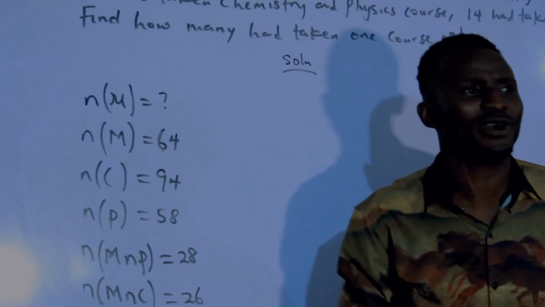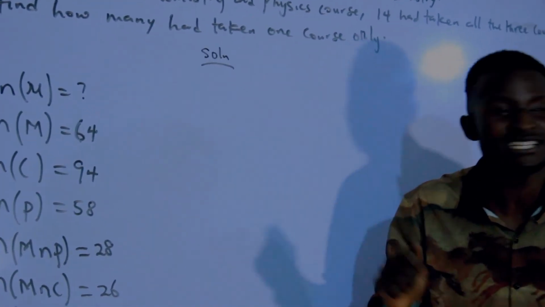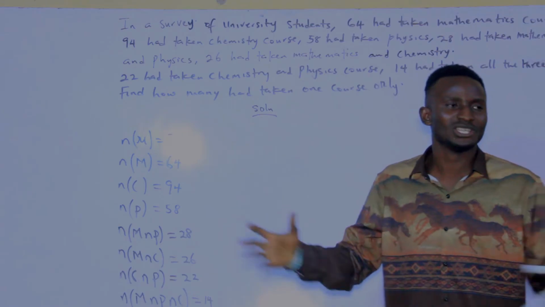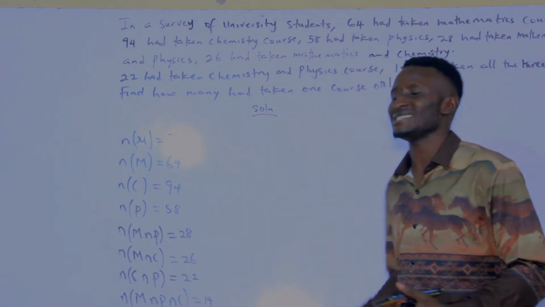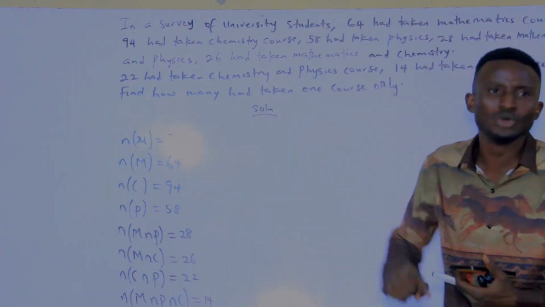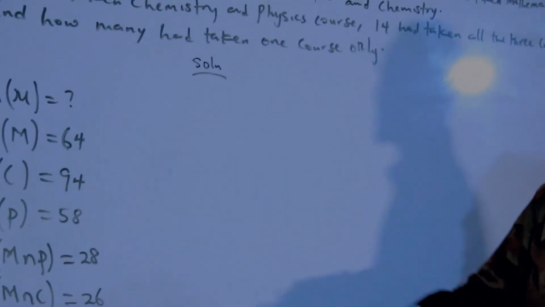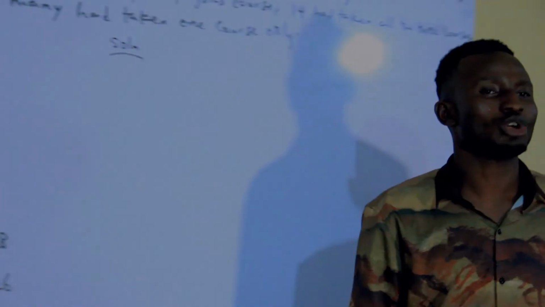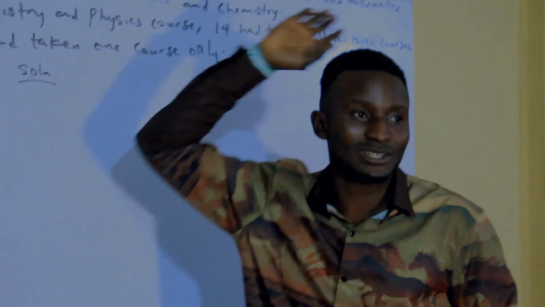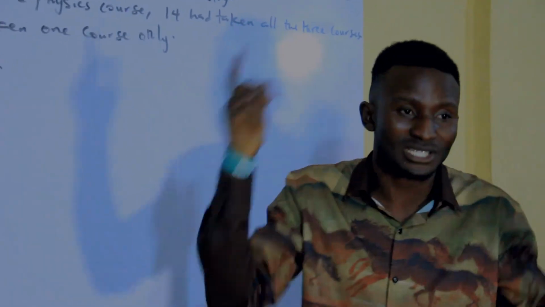Now they say find how many are taking one course only. One course only. Don't forget the word only. That shows that the numbers of those that take mathematics only, physics only, and chemistry only, we now sum them together. That is the number of those that take one course only. Even with the Venn diagram, I can use it to find the total number of students in the class.